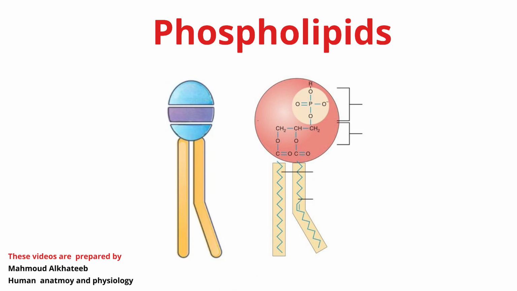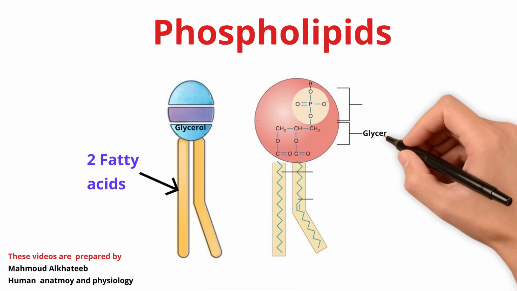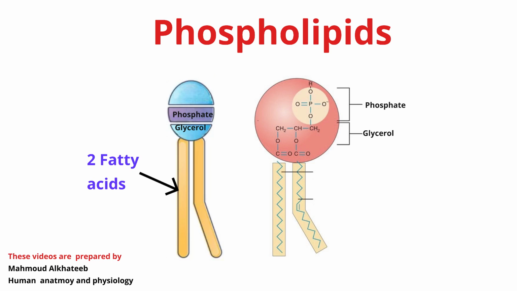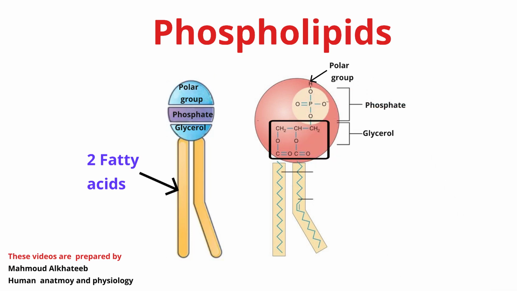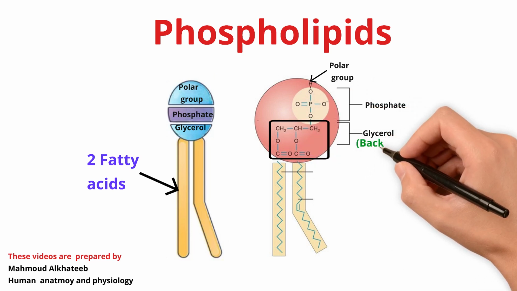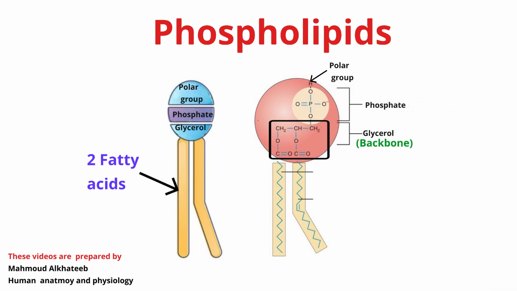Phospholipids are composed of two fatty acid chains, a glycerol molecule, and a phosphate group attaching a polar group. As shown in this image, glycerol is a 3-carbon molecule that serves as the backbone of these membrane lipids. Within an individual phospholipid molecule, the fatty acids consist of one saturated and one unsaturated fat.